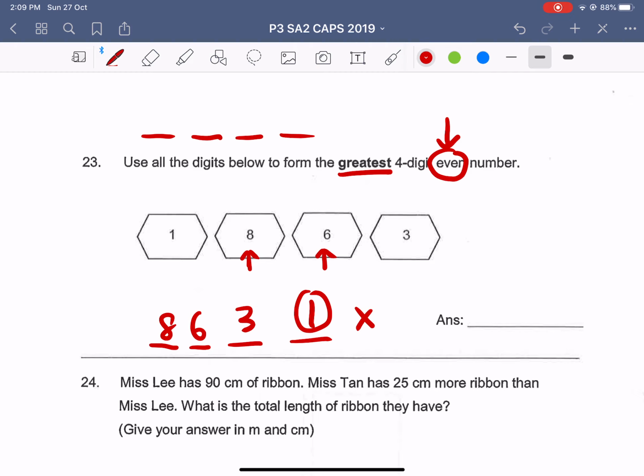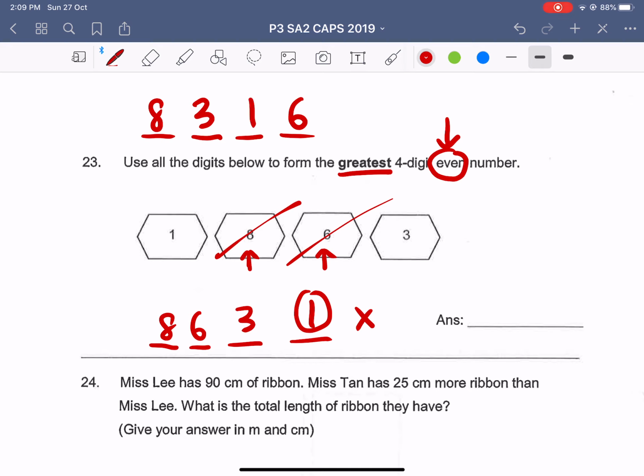So let's try a possible second guess, 8 again. This time round, because I will need the even number to be at the back, I have no choice but to put my 6 behind. Now if I do an 8 and a 6, this leaves me with only 2 more numbers. So between 3 and 1, which one is bigger? 3, right? So I'll put 3 in first, followed by 1.